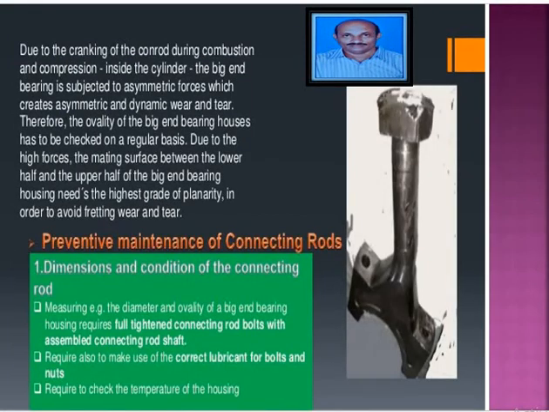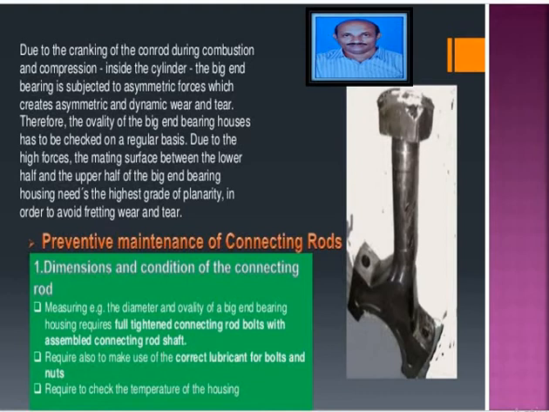Another thing we can see is the cranking of the connecting rod: whenever combustion is going on, compression will be there. Due to that, the big end bearing and small end bearing are subjected to many forces: bending stress, bending force, compressive force, tensile force, and many other forces the connecting rod should bear. These are divided into two categories, static and dynamic forces, and they lead to wear and tear.